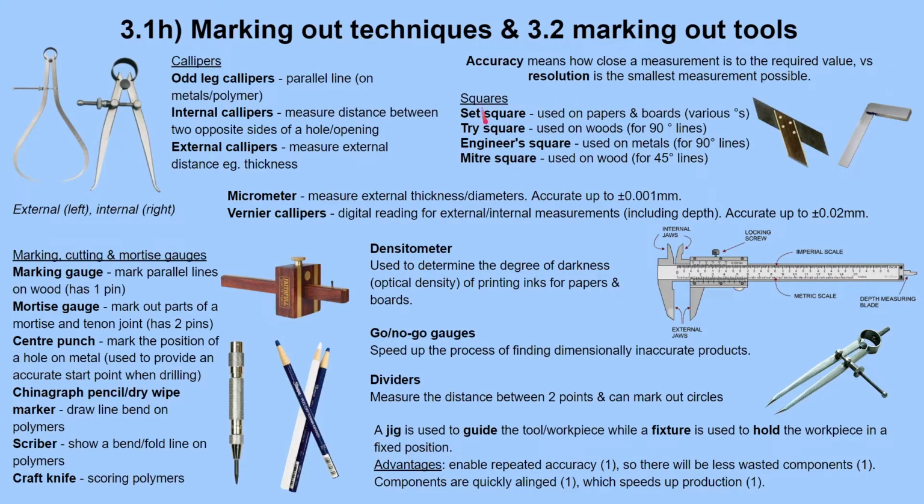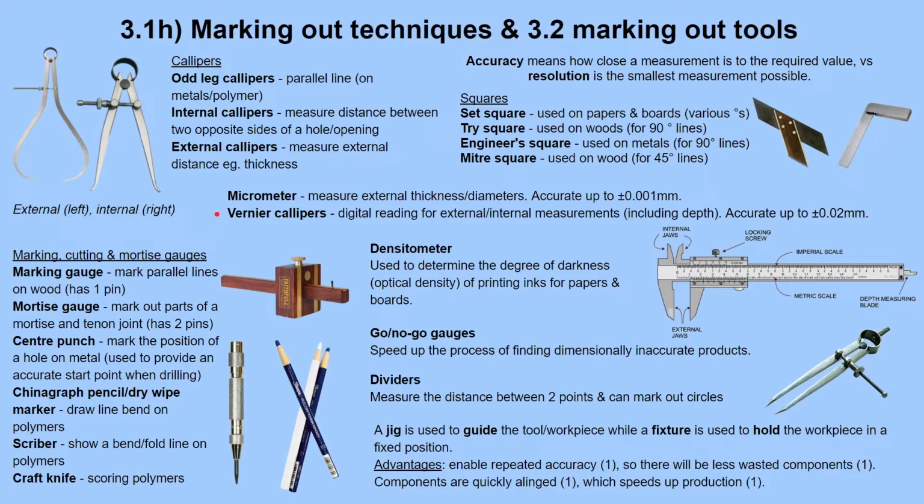4 different squares: your set square, a tri-square, engineer square, which is this one here, and then a mitre square. So tri-square is used for wood. You normally can't say, for example in an exam question, if it's about metals, you can't answer with tri-square, even though it does the same thing. A tri-square is only for woods, engineer square only for metals. And then mitre square is this one here, used for 45-degree angles.